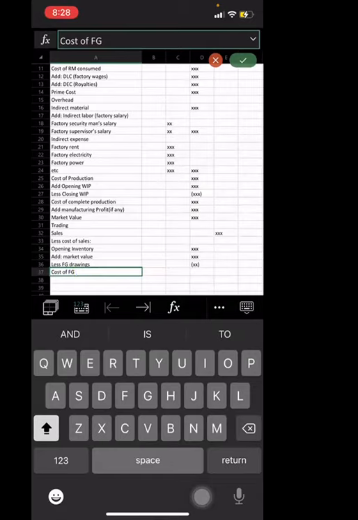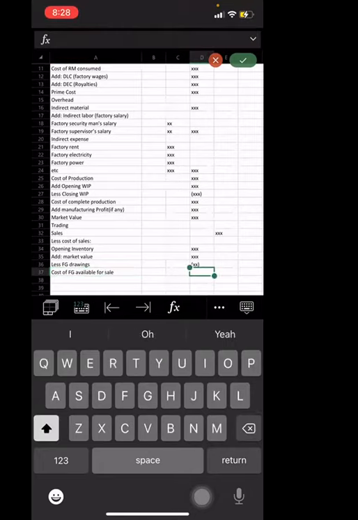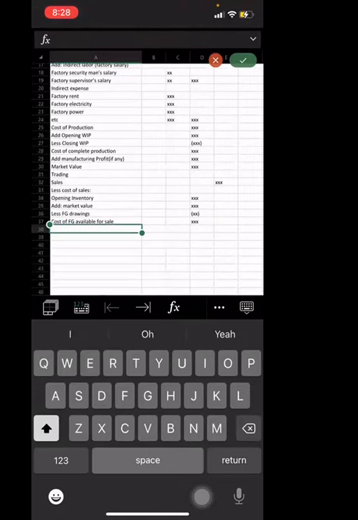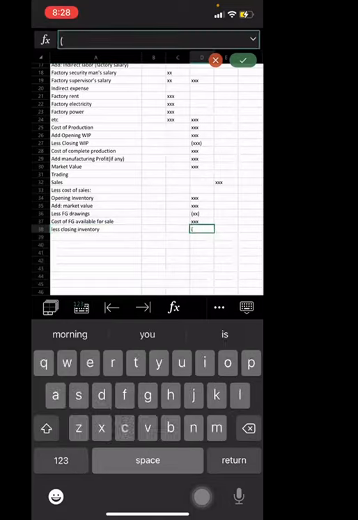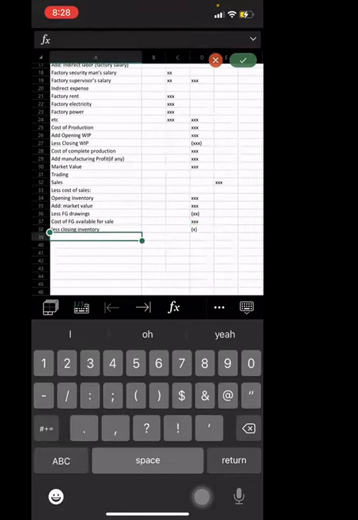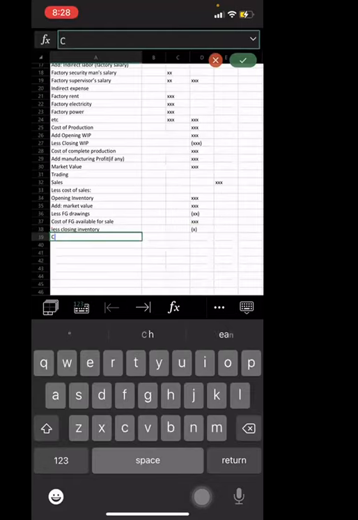A cost of FG available, sorry, not for production, but available for sale. We have our figure here. Very good. And then we deduct closing inventory. After deducting closing inventory, we now have our cost of goods sold figure here.